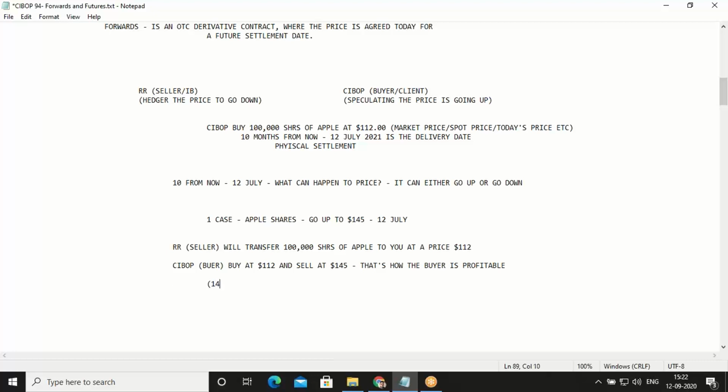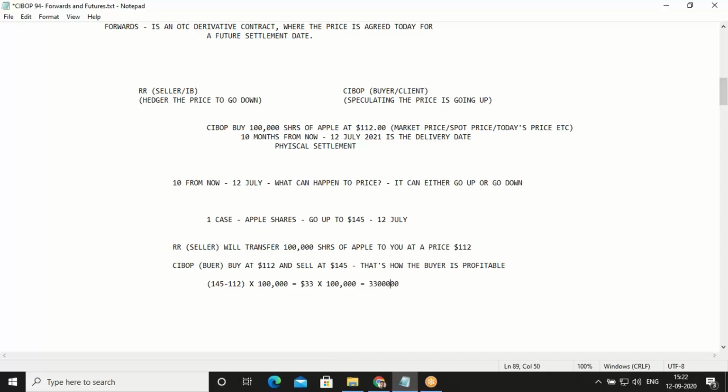All right, 145 minus 112 into 100. 33,000. Yeah, 33,000. 3,300,000. Okay. So you get a difference of $33 into 100,000 shares. Okay. So that equals $3,300. So hang on. You don't say $3,300. 1 second. 1, 2, 3, 4, 5.